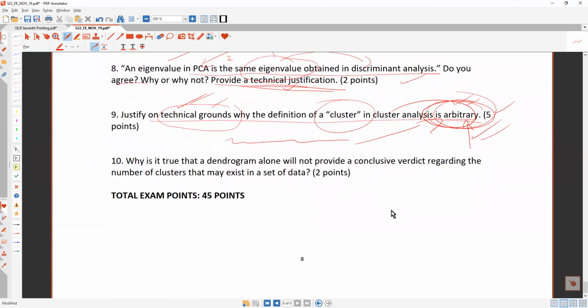In number 10, why is it true that a dendrogram alone will not provide a conclusive verdict regarding the number of clusters that may exist in the set of data? What is it about the dendrogram that doesn't provide the ultimate verdict?